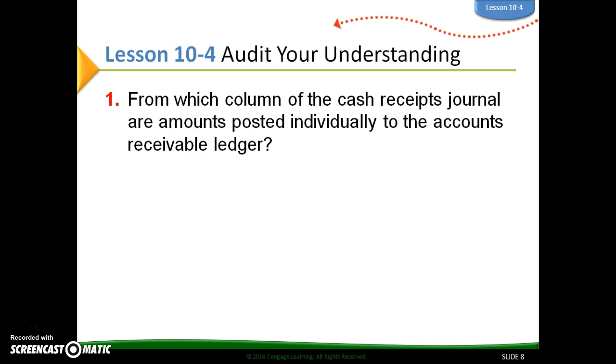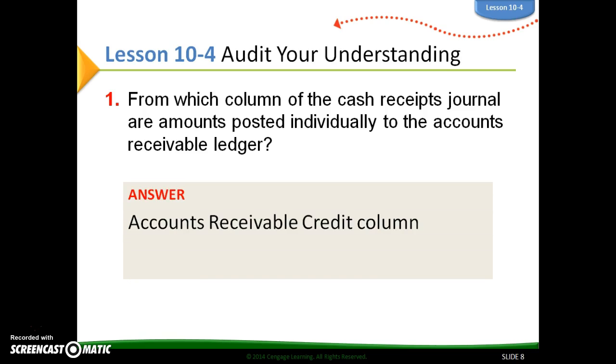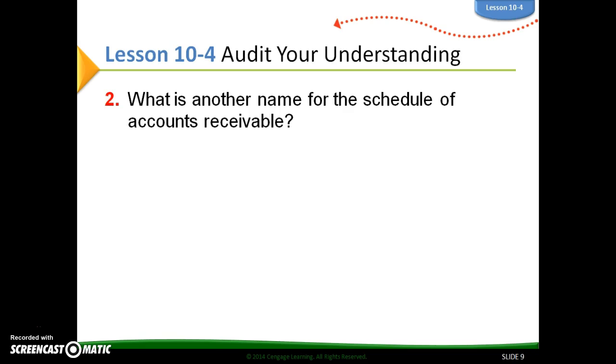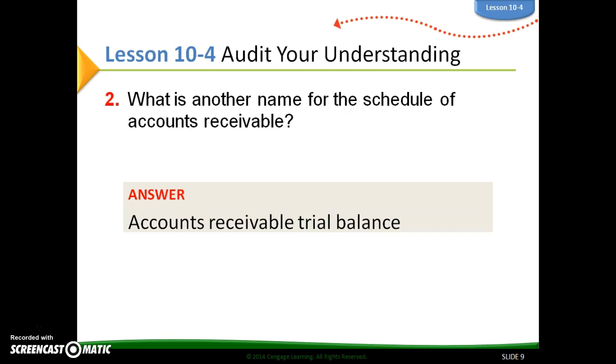All right, audit your understanding questions. In which column of the cash receipts journal do we find the amounts that are posted individually to the accounts receivable ledger? That's going to be in that accounts receivable credit column. Another name for the schedule of accounts receivable, sometimes you're seeing it as the accounts receivable trial balance.